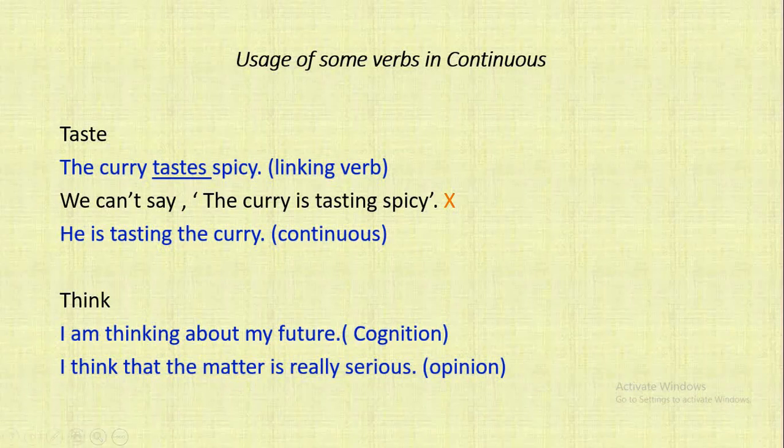But if you express your opinion about something, then you say I think that the matter is really serious. So this I think is in present simple tense. It's not progressive. So when you use think for an opinion, please do not use it in present progressive tense. You cannot say I am thinking that the matter is really serious, because thinking refers to the cognition rather than the opinion. But when you use it this way, it refers to the opinion of a person.